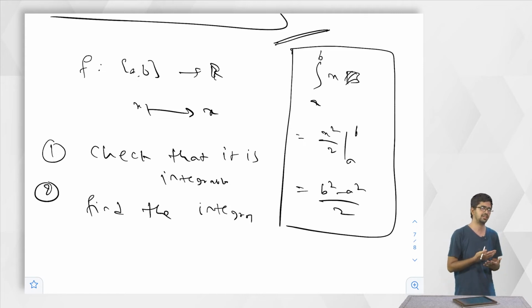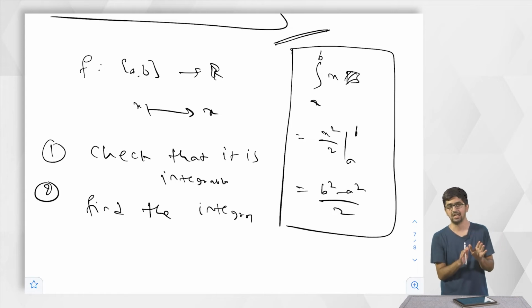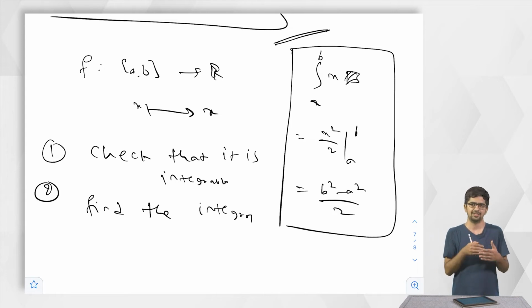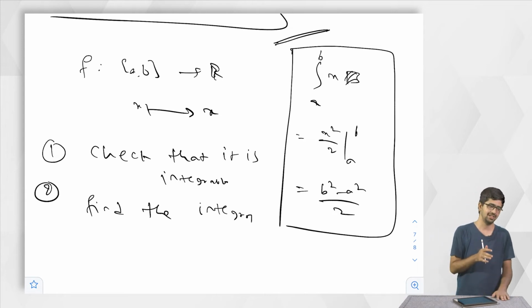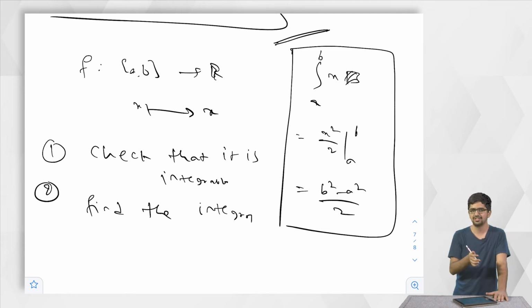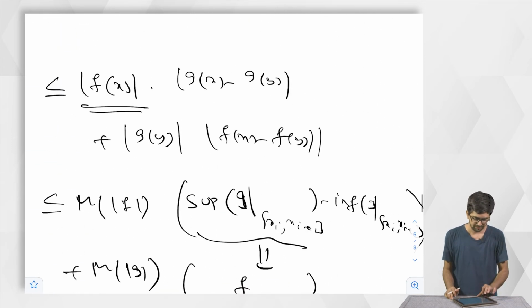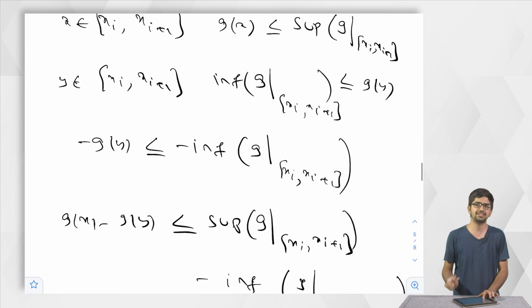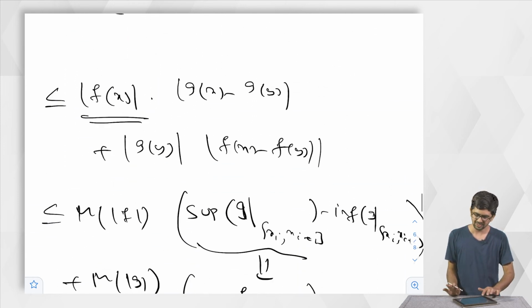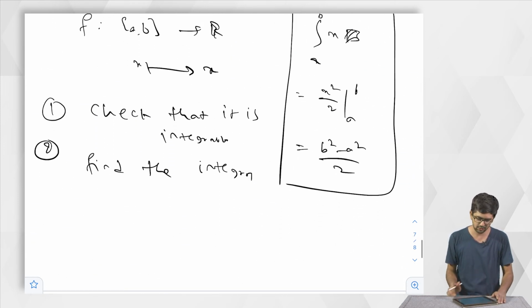Just like in the case of convergent sequences, checking that the sequence is convergent is easy because one can just check that it is a Cauchy sequence when you are dealing with R. But even if you know that the sequence is convergent, Cauchiness does not say what the limit is, it only says there is some limit. So here the same thing, the Riemann condition does not say what the integral is, it only says the integral exists, that is all it says. So let us do one step at a time.